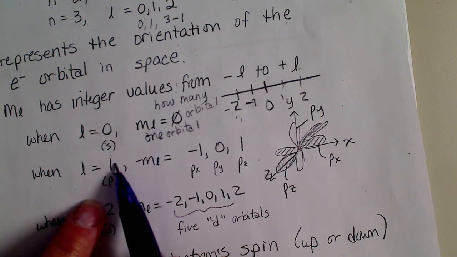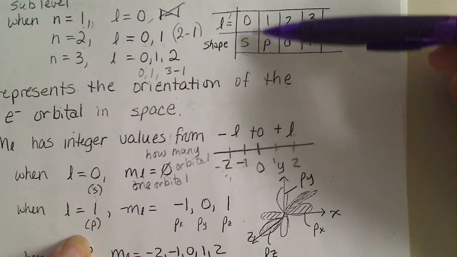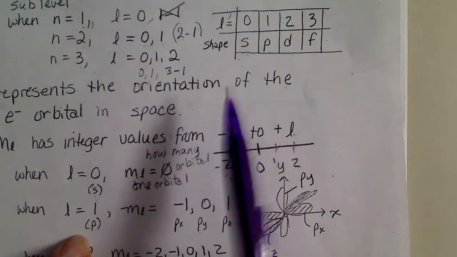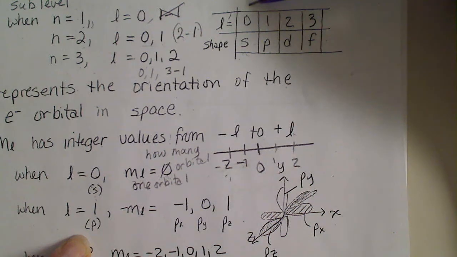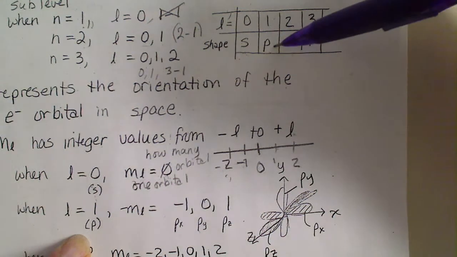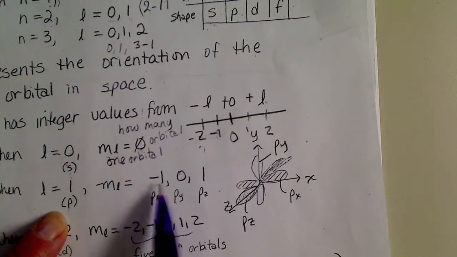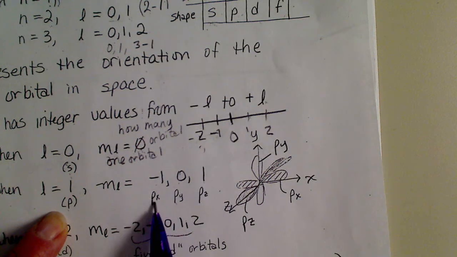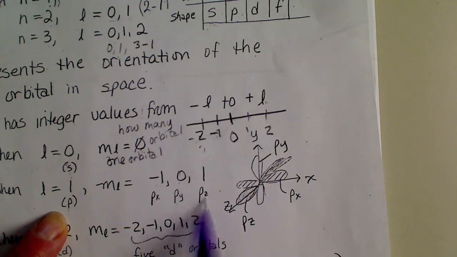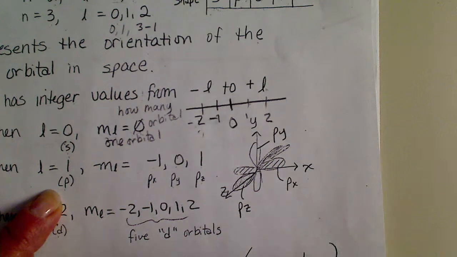When l equals 1, that means we've got a p orbital, so that's something that we just need to remember. If we already know this order, s, p, d, and f, we just have to remember to start with 0. So when l equals 1, that means we've got a p subshell, and then within that p subshell there are 3 possible values. So these are the 3 different p orbitals that we're going to find around the nucleus.